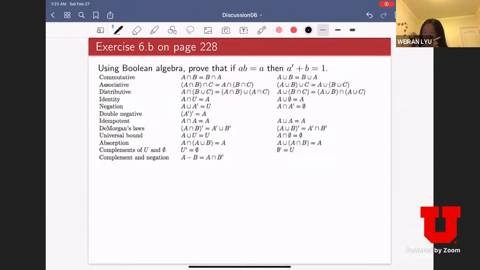Great. So the next one, it actually asks you to prove the equality, where this time we're given an assumption that A times B equals A, and you want to use this assumption to prove that A complement plus B is the universal set, which is equal to 1. So start from the left-hand side. Think about how you're going to use this assumption to get to 1. And I will give you guys about 3 minutes to work on this.